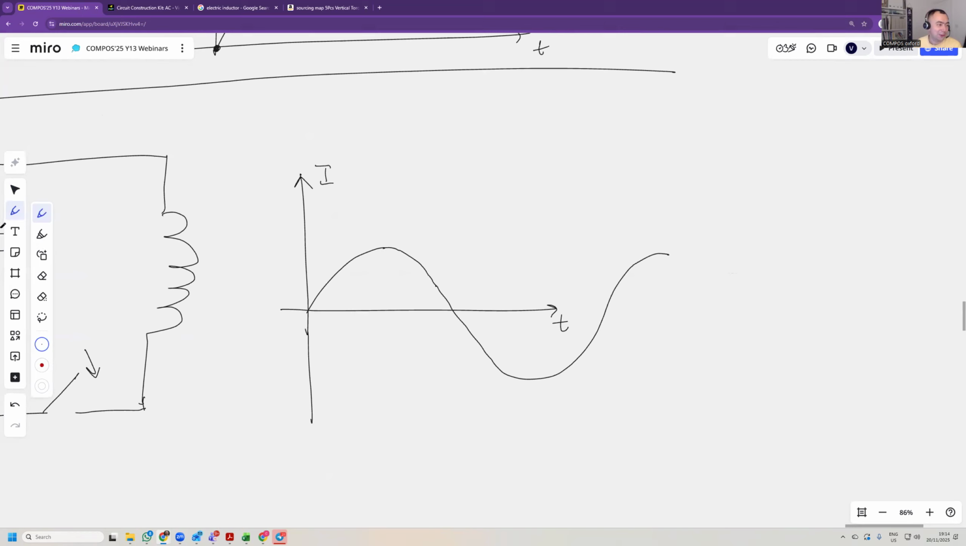This is called an oscillating circuit. So this is what we are going to do next time. An oscillating circuit, and the current versus time. Let's have a look at an oscillating circuit.